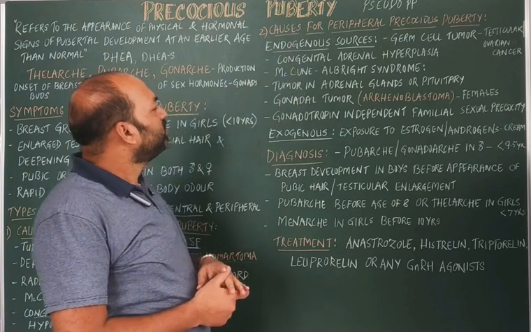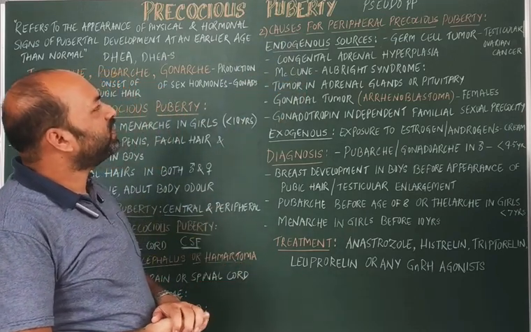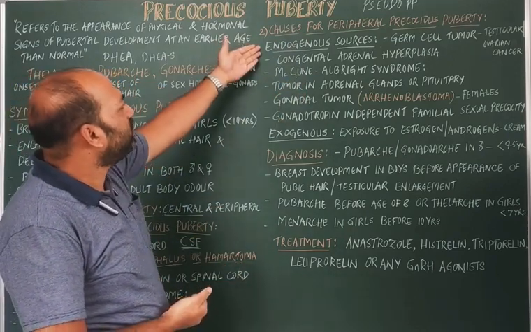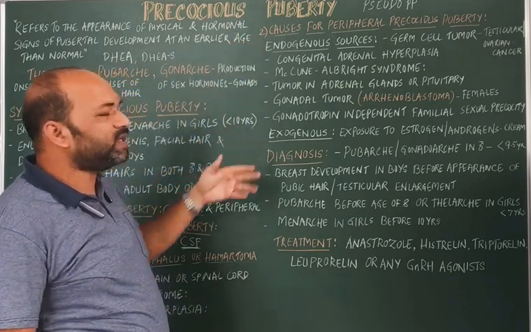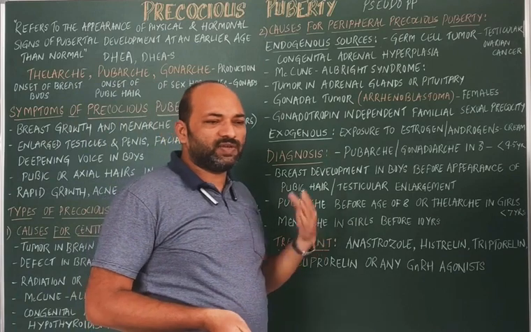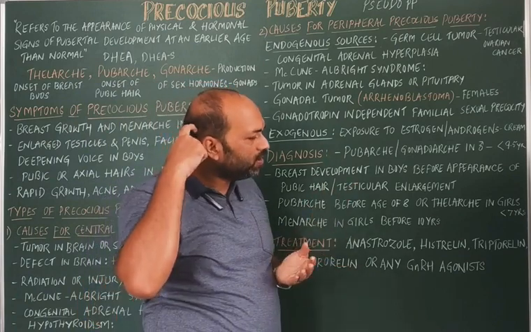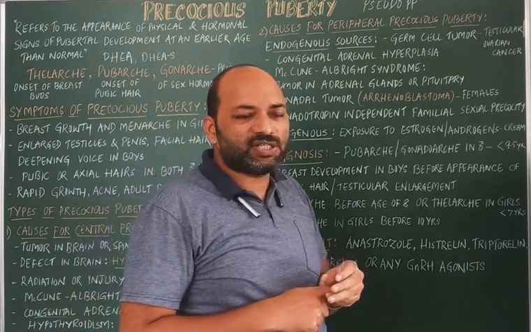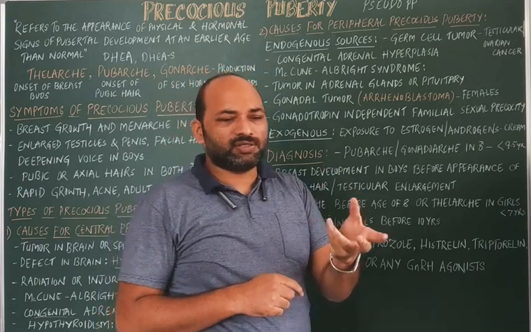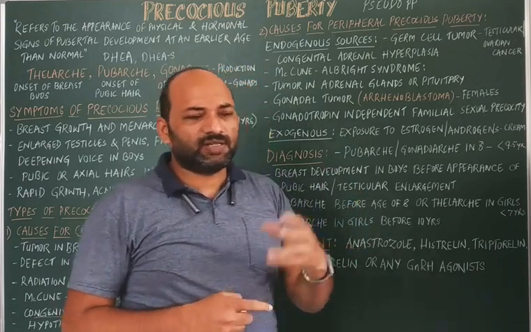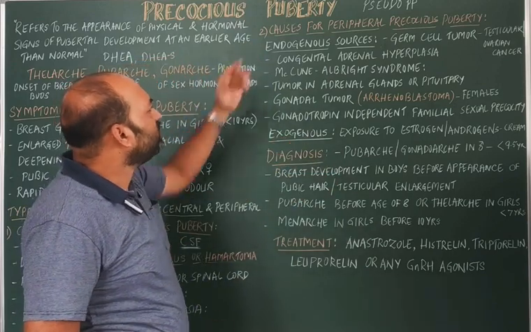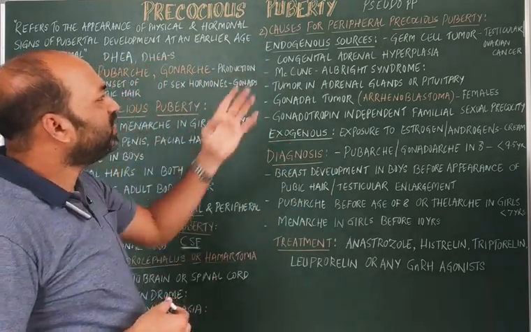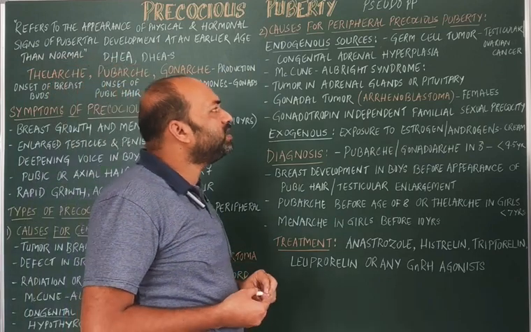Now, what are the causes for the peripheral? There are two sources for peripheral precocious puberty. The first one is endogenous, which occurs in the body. The other one is exogenous, where the body is being exposed to various estrogen as well as testosterone compounds. Either it may be the creams or the ointments.